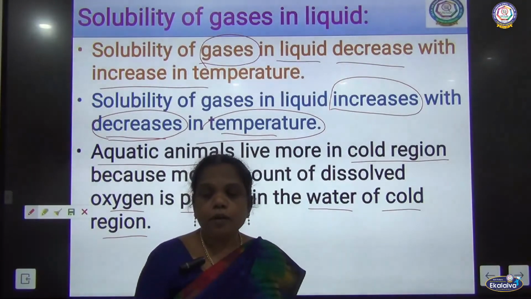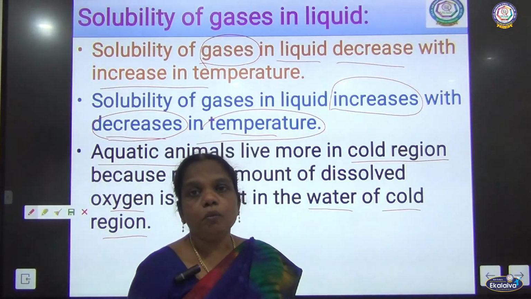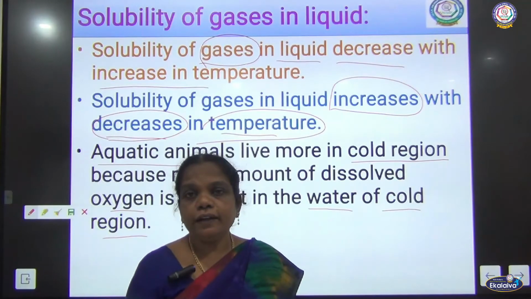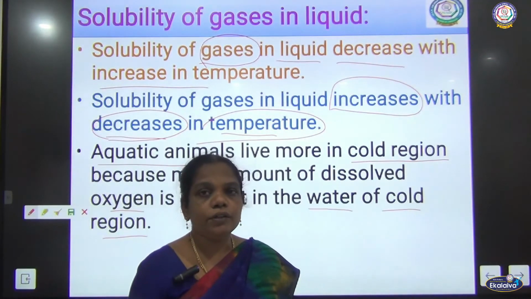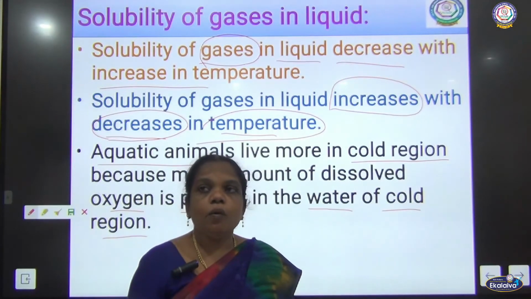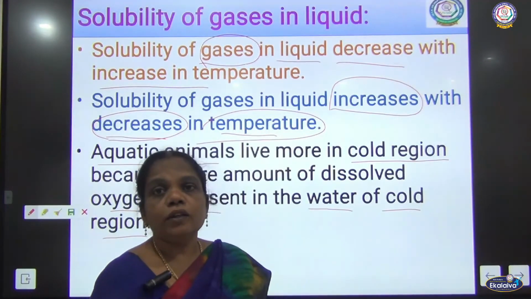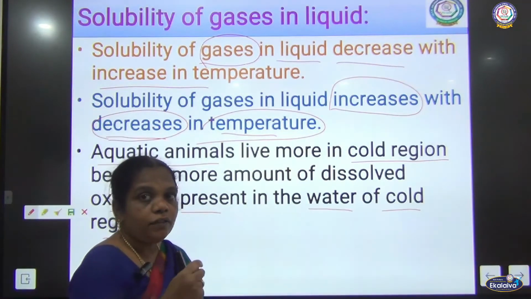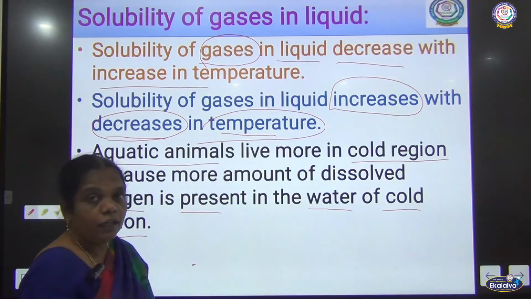Understand? So while you are boiling water that you want to drink, you should not boil it to a high temperature, because the oxygen in the water is all going to be evolved. You would be drinking water without oxygen, because on heating, the dissolved oxygen is evolved as bubbles. So these are the temperature factors for gas in liquid.